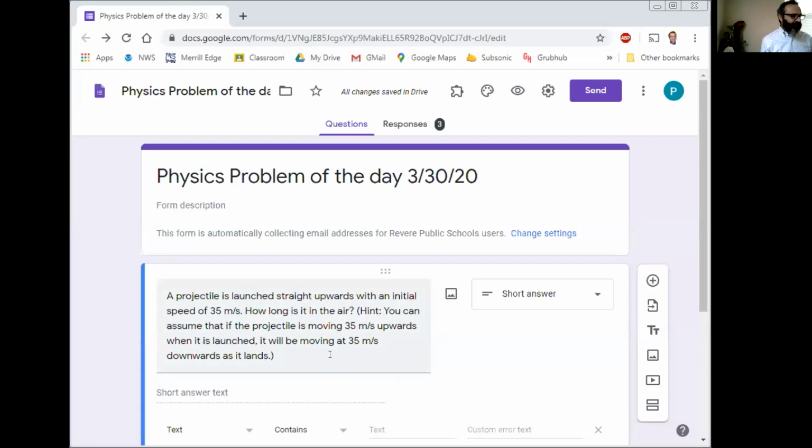So up on screen, you can see yesterday's problem of the day says a projectile is launched straight upwards with an initial speed of 35 meters per second. And we want to know how long it's going to stay in the air, right? The hint says you can assume that if it's moving 35 meters per second upwards when you launch it, it's also going to be moving 35 meters per second when it lands, except downwards.